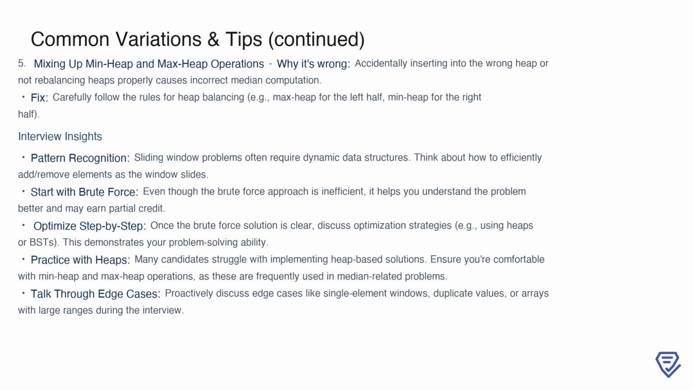Another common pitfall is mixing up operations between min heaps and max heaps. For example, inserting elements into the wrong heap or failing to rebalance them properly can throw off the median calculation. To avoid this, follow the rules of heap balancing carefully, use a max heap for the left half of the window and a min heap for the right half, and ensure their sizes remain balanced.